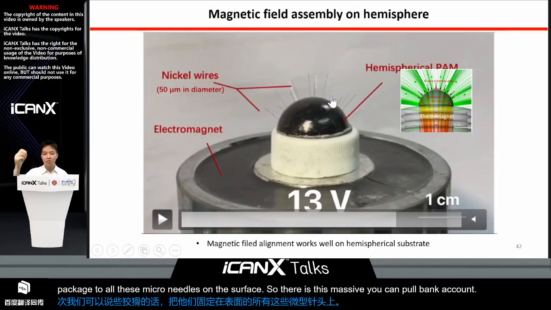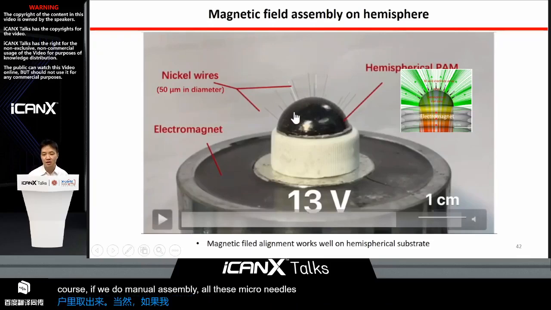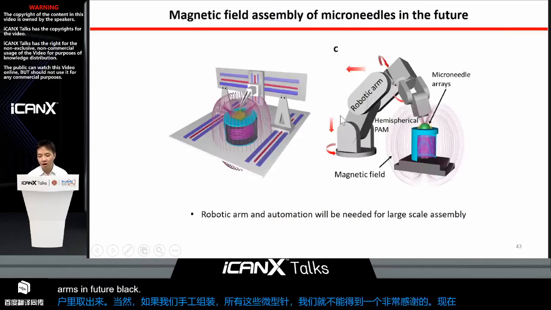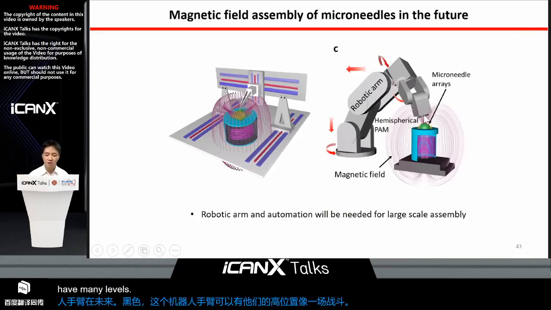Of course, if we do manual assembly of all these microneedles, we can't get a very high density. Then we can use robotic arms in the future. These robotic arms can have very high precision, like 5 to 10 micron precision. Then we can have many electrodes, and that can increase our pixel numbers.